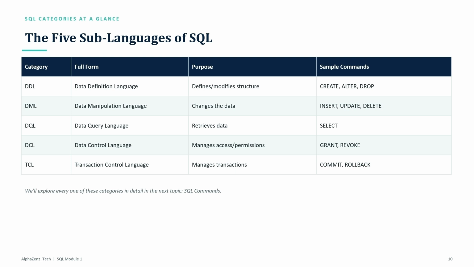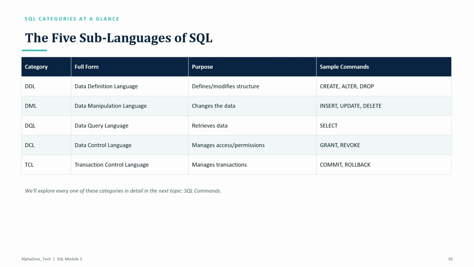Now here's a slide that comes up in almost every interview. SQL is divided into 5 categories. DDL, Data Definition Language, defines or modifies structure. Commands: create, alter, drop. DML, Data Manipulation Language, changes the actual data. Commands: insert, update, delete. DQL, Data Query Language, retrieves data. Just one command, select. DCL, Data Control Language, manages access and permissions.